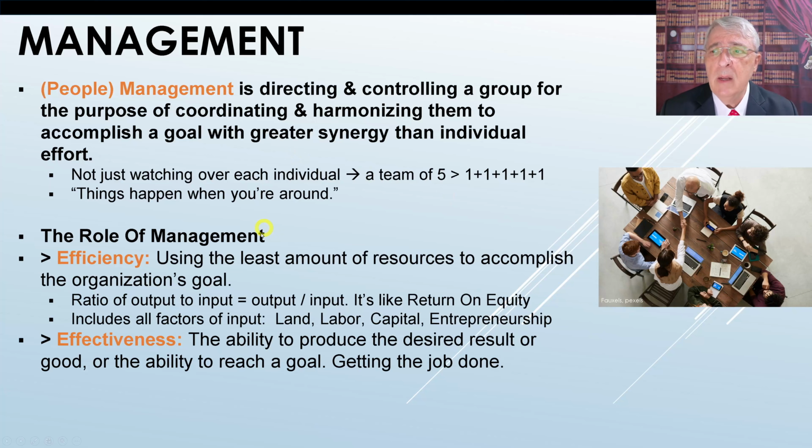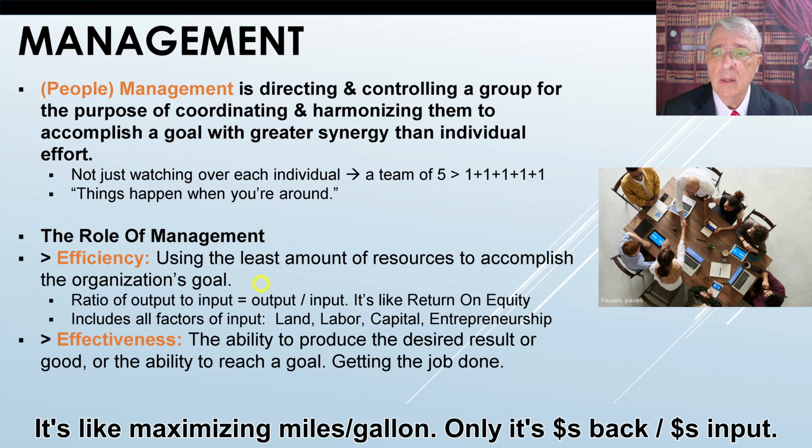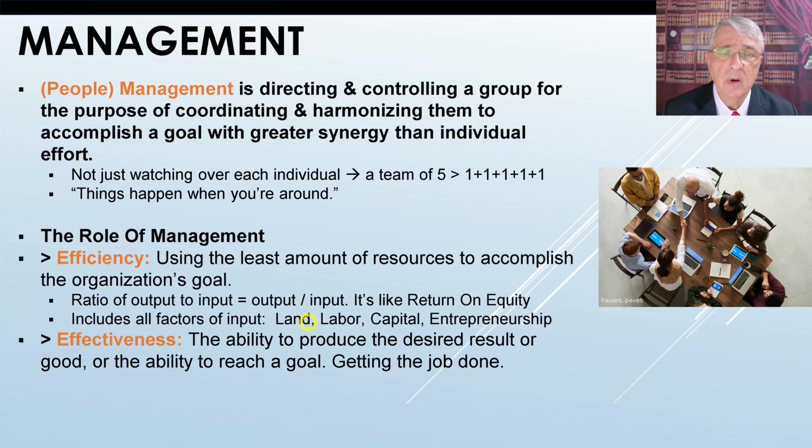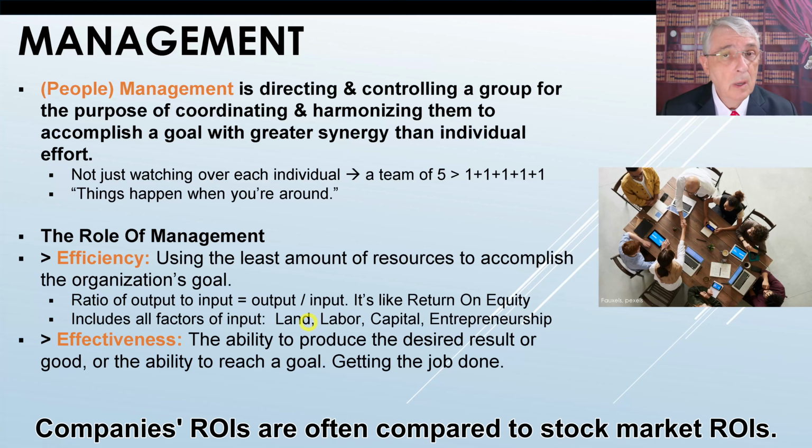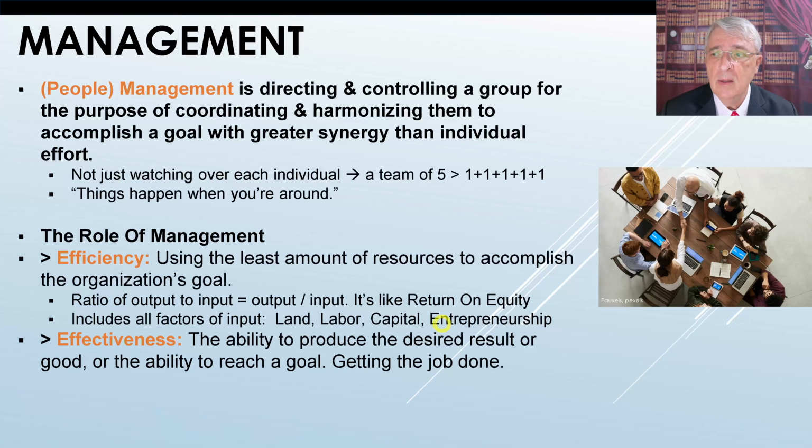So management has many roles, and one of them is efficiency. It is using the least amount of stuff to accomplish a goal. And that includes stuff like land, labor, capital, entrepreneurship. Do you have too much land? Do you have land sitting around that's not being used? Well, that land could be converted into cash, and that cash could be converted into more employees if that's what you need. Or entrepreneurship, you need to hire some people outside, bring them in who have new ideas, and so on. So it's the ratio of output to input. Your output is stuff you're making, and input is all these 4 things, including money.